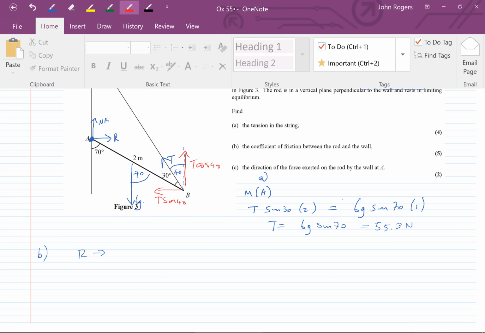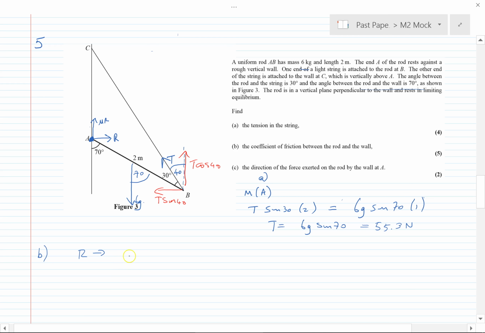So if I resolve horizontally, I get R equals T sine 40. But I know what T is. That's 6g sine 70. So R is 6g sine 40 sine 70.